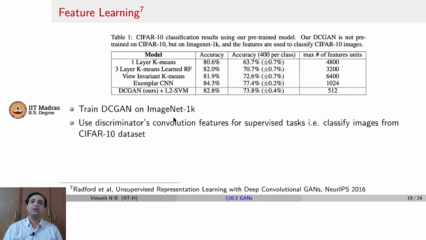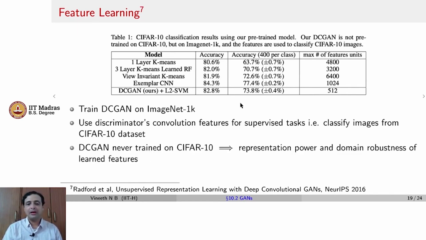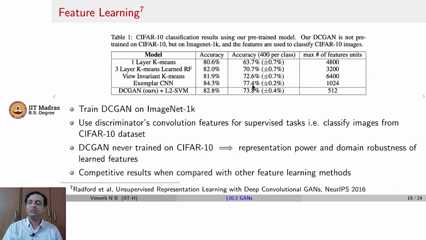After it's trained on ImageNet, you take CIFAR10 dataset images, pass those images through the discriminator of the GAN, and you now take its features at a particular layer of the discriminator and use these features with an SVM to classify those CIFAR10 images into 10 different classes. CIFAR10 stands for a dataset with 10 different classes, and that's what is done in this particular experiment. And you see that the result that's obtained is fairly competitive to many other contemporary methods at that time in 2016. So this shows the robustness of the features learnt by the discriminator.